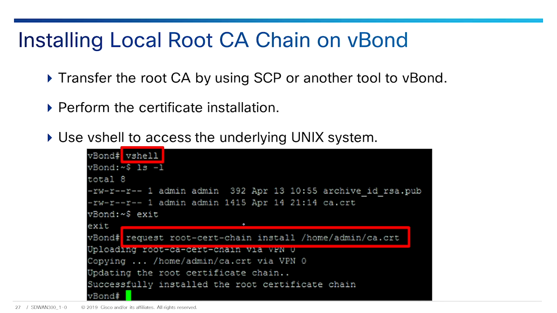And again, now we have to copy the root CA over to the device. All these devices are actually running Linux, and then they're running the vBond software or vEdge software on top of it. To get into that Linux shell, all we have to type is vshell on the interface, and then we're in the back-end system. Basically, we do a request root-cert-chain install, specify the address we're getting it from, and then we transfer it in and perform the installation.